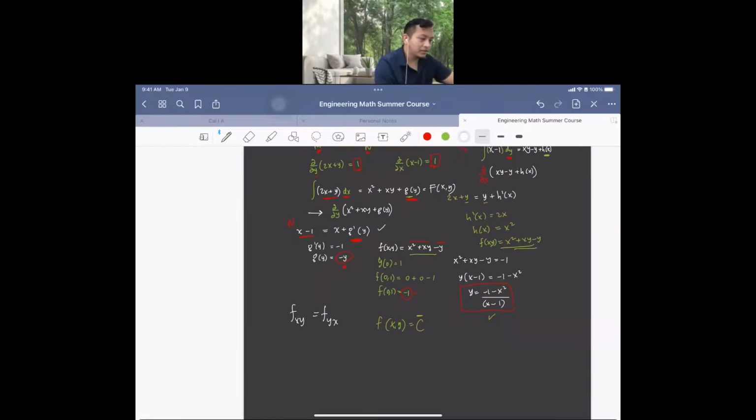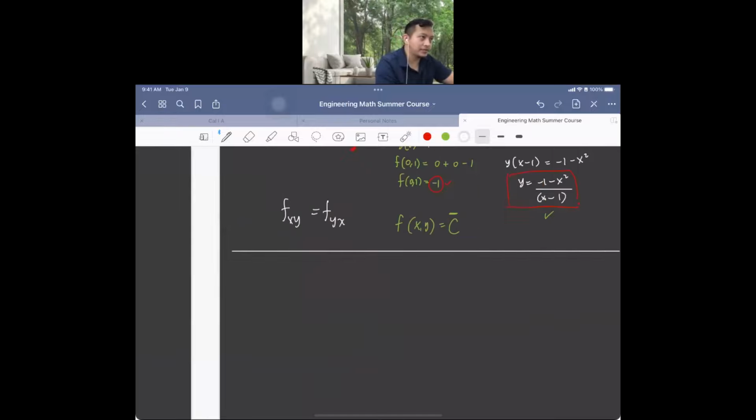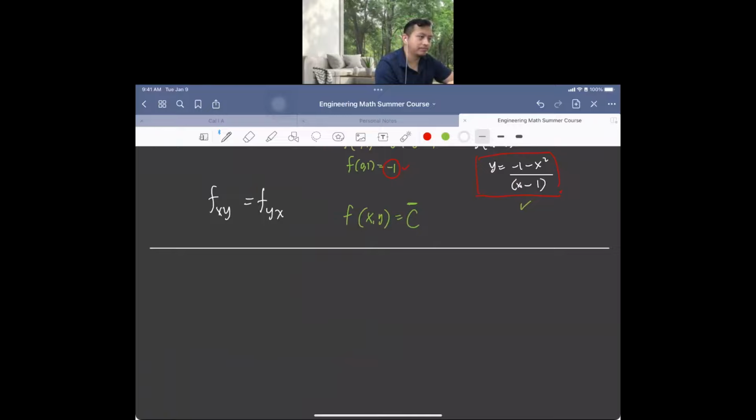Now, the problem in exact equations that you might encounter is, for example, if you have, so recall that you have M(x, y) dx plus N(x, y) dy, let's say it's equal to 0. So this seemingly is an exact equation.